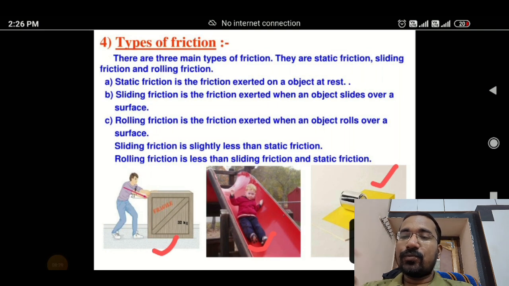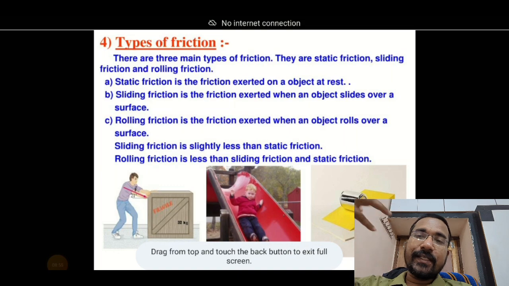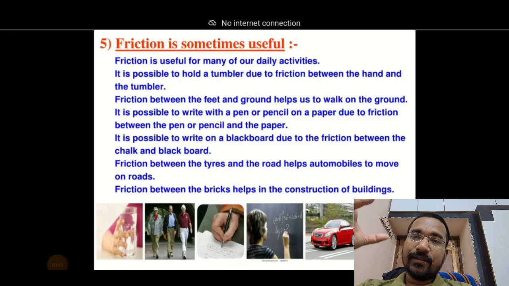Okay, here it is rolling friction, meaning a ball is rolling, so it requires less force. Okay, so it is much force here, and then rolling friction. So tell me, what is the sequence? Okay, first static friction is very high, then sliding friction is less, then rolling friction is very low. Okay, very good.